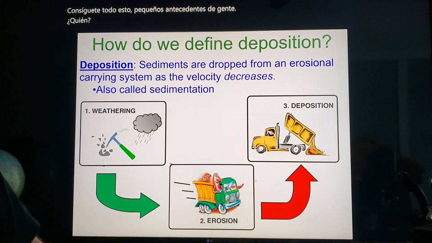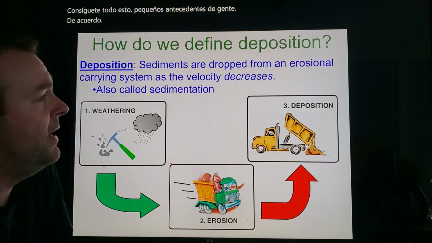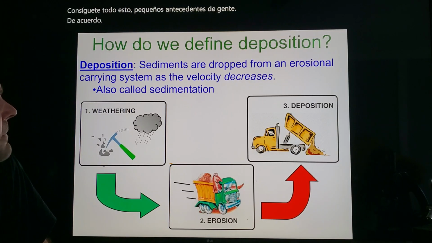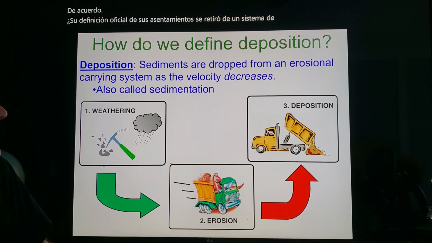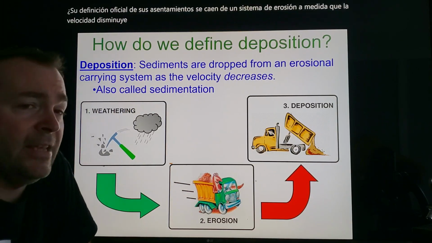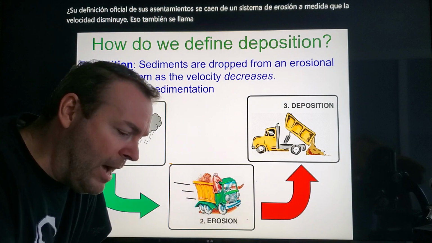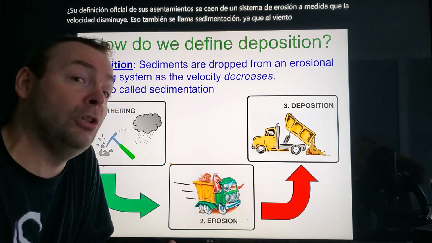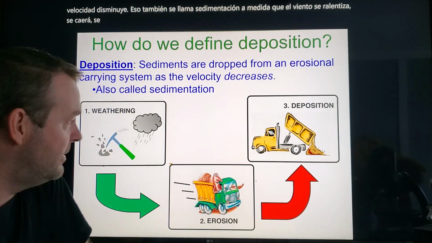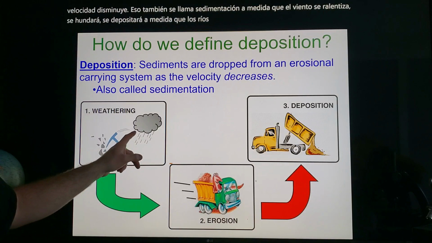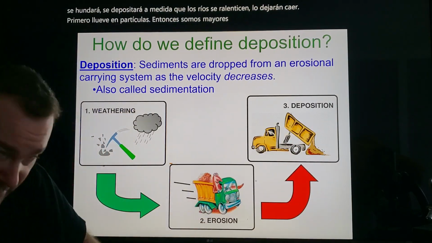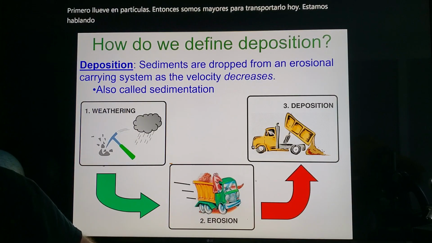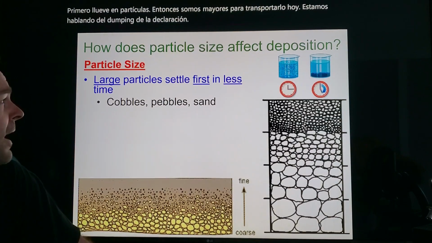Okay. Deposition is your official definition of it. Sediments are dropped from an erosional system as the velocity decreases. It's also called sedimentation. As the wind slows down, it'll drop, it'll deposit. As the rivers slow down, they will drop and deposit. First, you break them down into particles, then we erode or transport them, and today we're talking about the dumping, the deposition. Okay? So there it is.